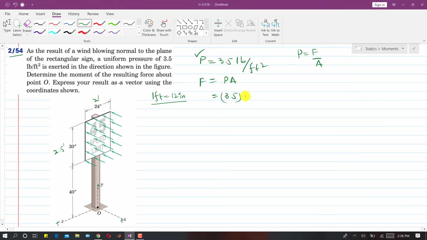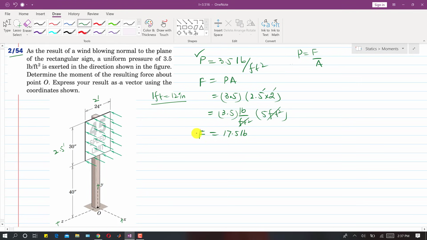Now the area of this plate is 2.5 times 2, in feet. So this is 3.5, with units of pound per feet square, times 5 feet square. The feet square will cancel, and the force applied on this rectangular sign is equal to 17.5 pounds. So this is the force.